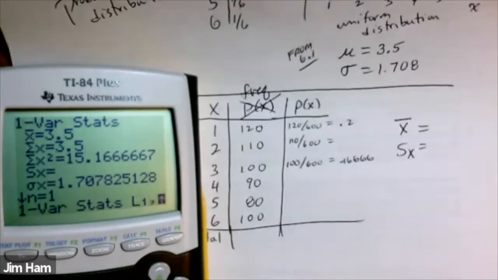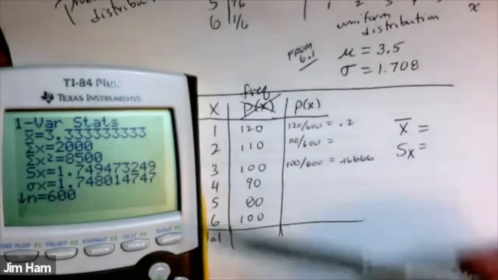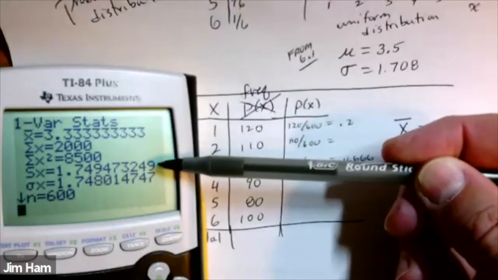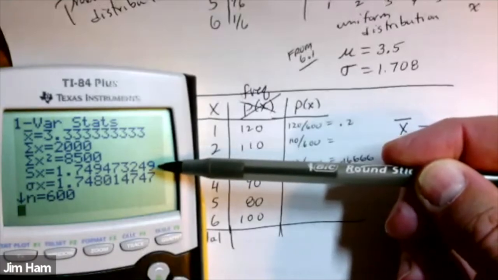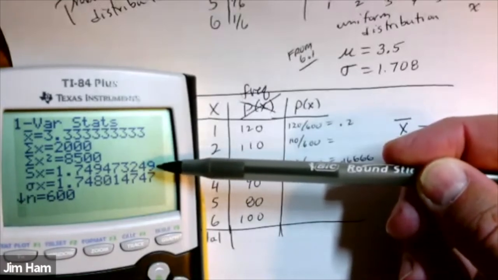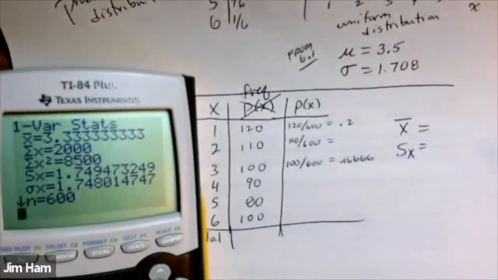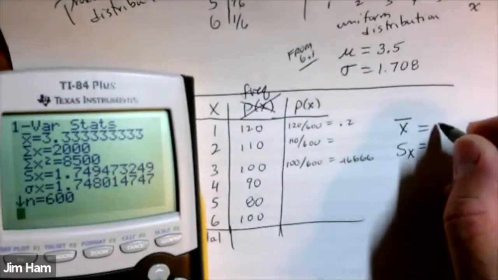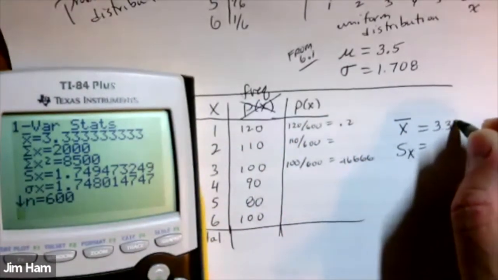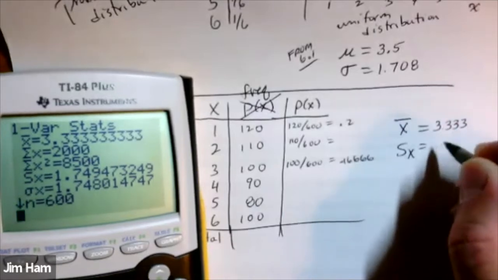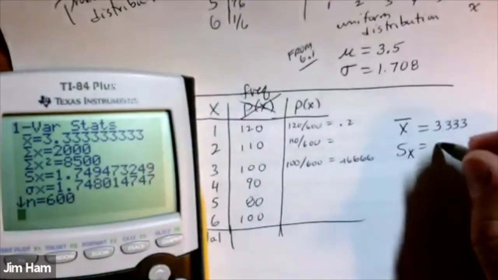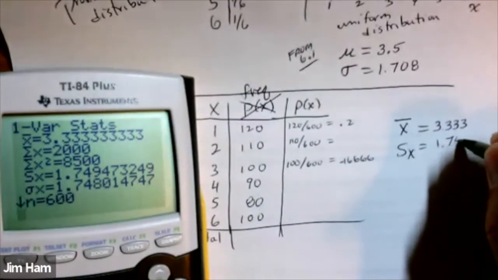L1 and L2. And now you'll see that there is a sample standard deviation because we're not putting in probabilities for that second list. We put in actual frequencies. So the mean was 3.33. And the standard deviation, that would be the Sx, 1.749.